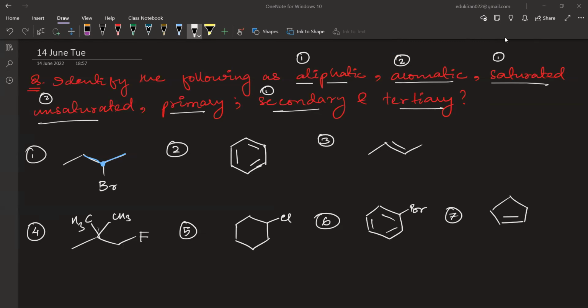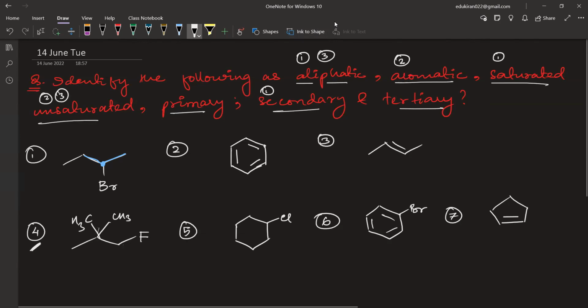Okay. For the third one, aliphatic? Yes, it is aliphatic because it is not aromatic. If it is not aromatic, it will be aliphatic. If it is aliphatic, it will not be aromatic. Saturated? No, it is unsaturated. Very good. Okay, now again, all of these carbons you cannot focus on any one of the carbons as of now. So we cannot say it is primary, secondary, or tertiary. Okay. Now moving to the fourth one. Fourth one is important. It is a bit tricky also. Tell me, fourth one will be aliphatic or aromatic?